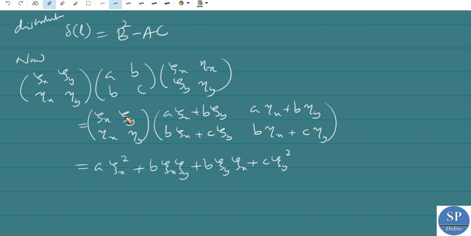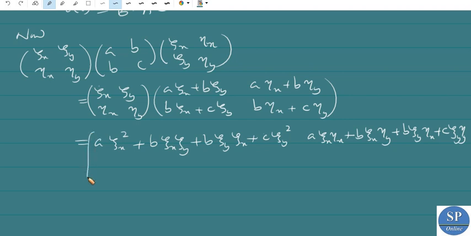Now this row into this column, right? So ζ_x into this plus ζ_y into this, we get a ζ_x η_x plus b ζ_x η_y plus b ζ_y η_x plus c ζ_y η_y. Okay.